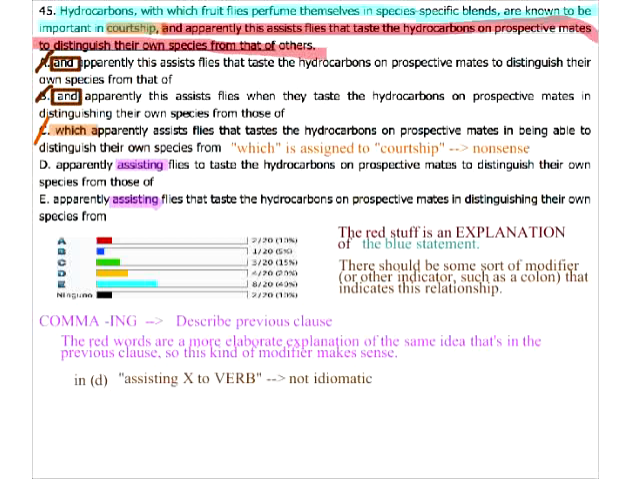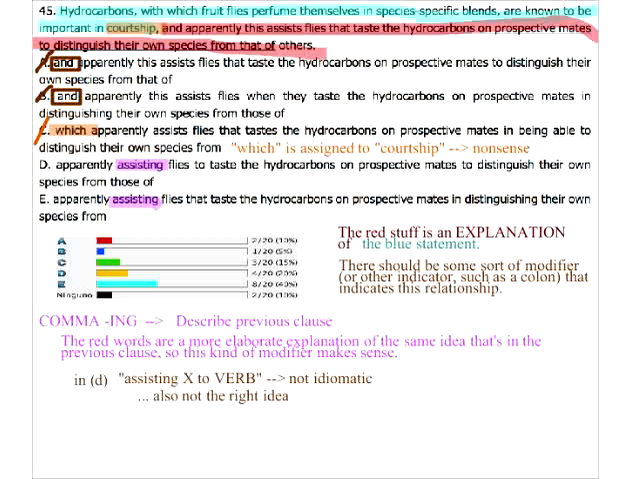And also, not only is it not idiomatic, but it's also not the right idea, because the hydrocarbons don't help them taste themselves. So if "assist them to do this" was an idiom, which it's not anyway, it would mean they help the flies do this, which is also the wrong meaning. Like, you have flies that taste them, and hydrocarbons help those flies do this. So that's a double problem there.